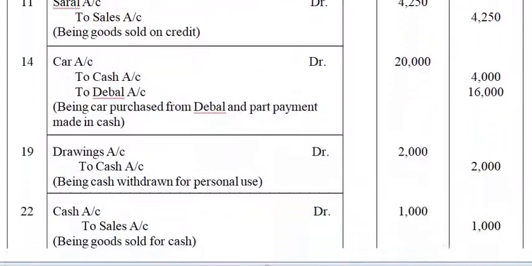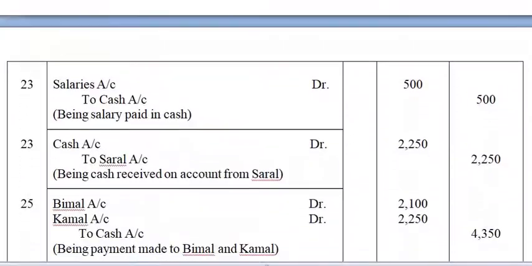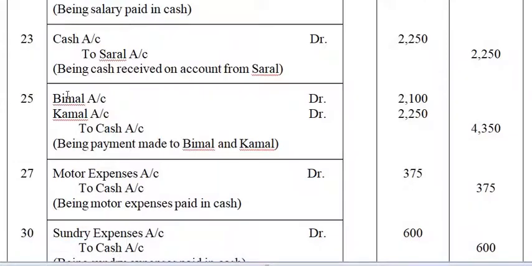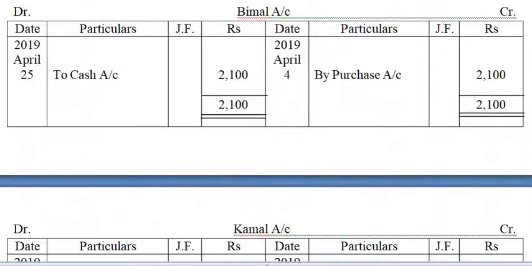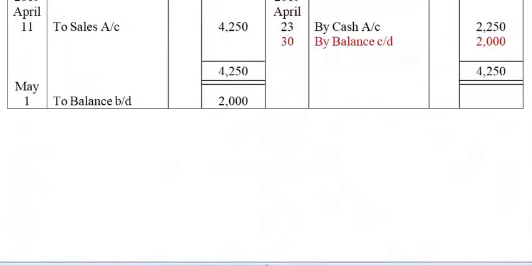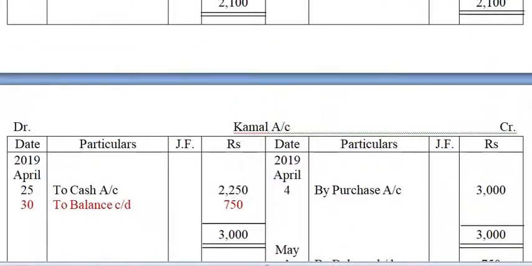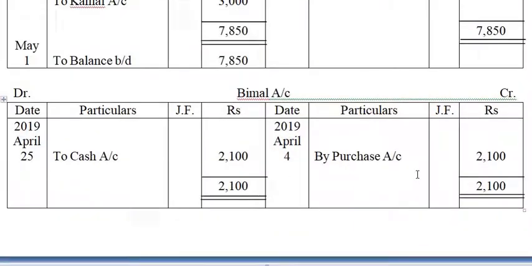BML, just check it once. Yeah, so BML is written out here. So BML account debit, and you will write the amount 2,100. Okay, so for the first time on 4th April, it was appearing towards the credit side. So we wrote by purchase account, okay, out here towards the credit side, 2,100.